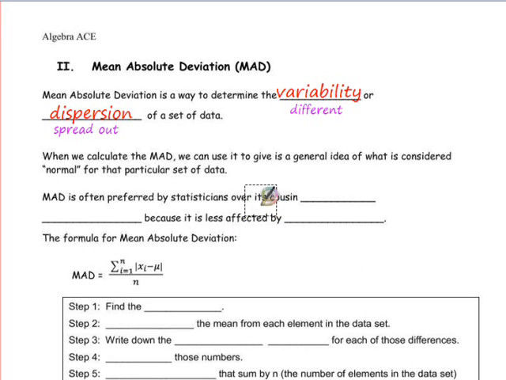MAD is often preferred by statisticians over its cousin, standard deviation. I don't necessarily agree with that. There are different opinions on this, but it's just another tool. We'll talk about standard deviation later. It's less affected by outliers. Outliers, you guys know, are pieces of data that are way far away from the mean, or way far away from most of the other data.